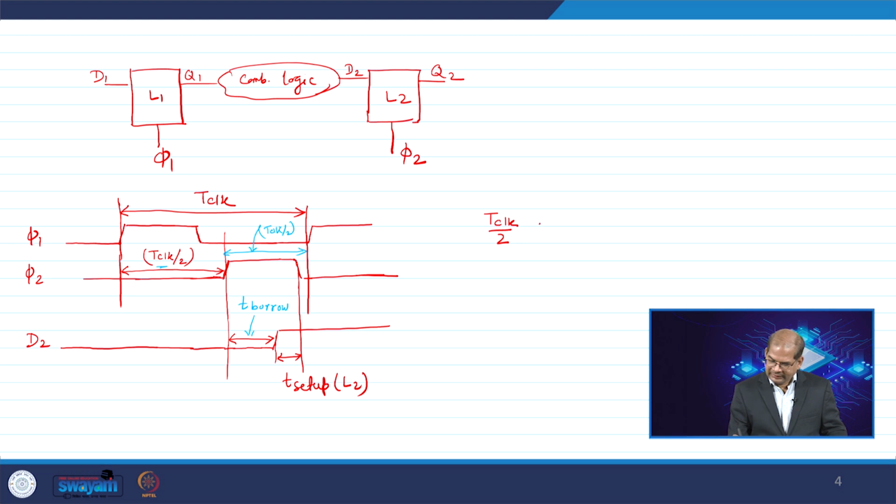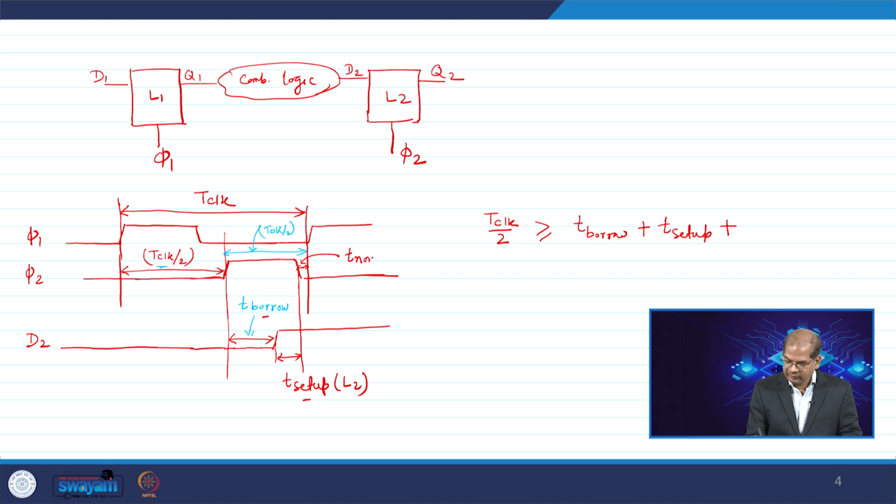In this T clock by 2, you have T clock by 2 should be at least greater than or equal to T borrow, from here to here, this one, plus T setup, this one, plus basically this one, T non overlap. This is called T non overlap.